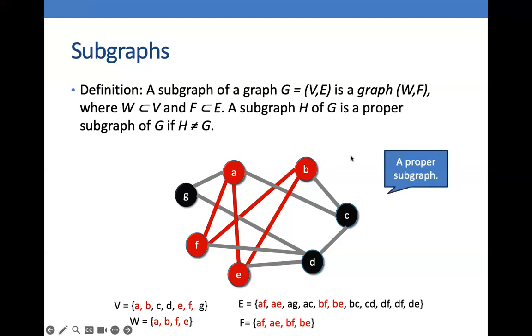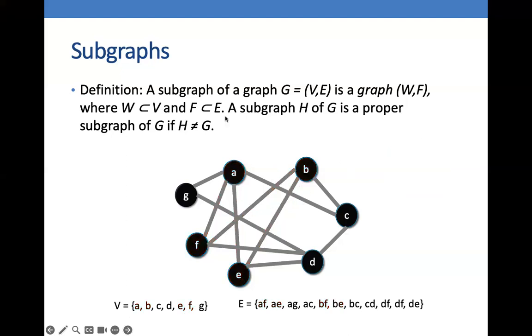So we can then say that this subgraph highlighted in red is indeed a subgraph of the graph G. We can also say that it is a proper subgraph since it is said here that H should not be equal to G. And if we look at the equality of V and W and E and F here, we can see that they are not equal. So H is not equal to G and therefore a proper subgraph.